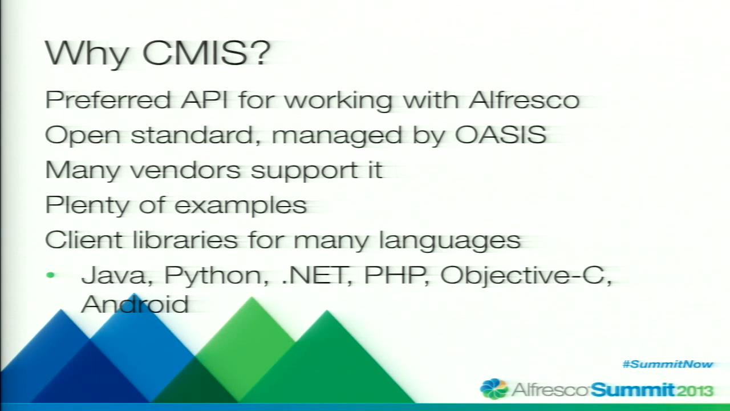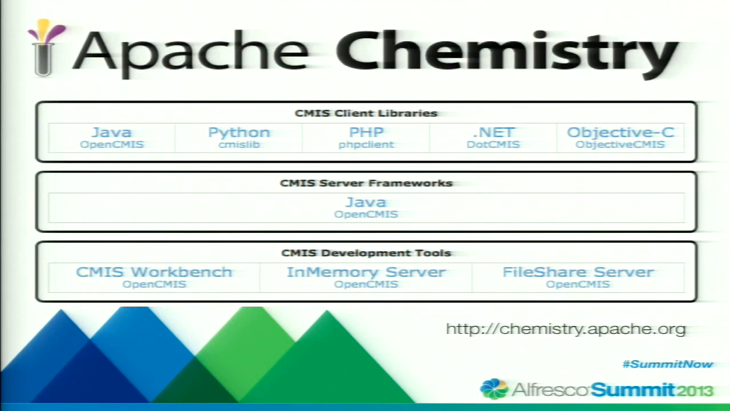Client libraries for many languages. So I listed some here. Java, Python, .NET, PHP, Objective-C, Android. These are all client libraries that are available in Apache Chemistry. But there are other client libraries available out there. So I know somebody's working on a Ruby one. There's a Perl library being worked on. But these are the ones that are available from Chemistry. And there's a C++ one.